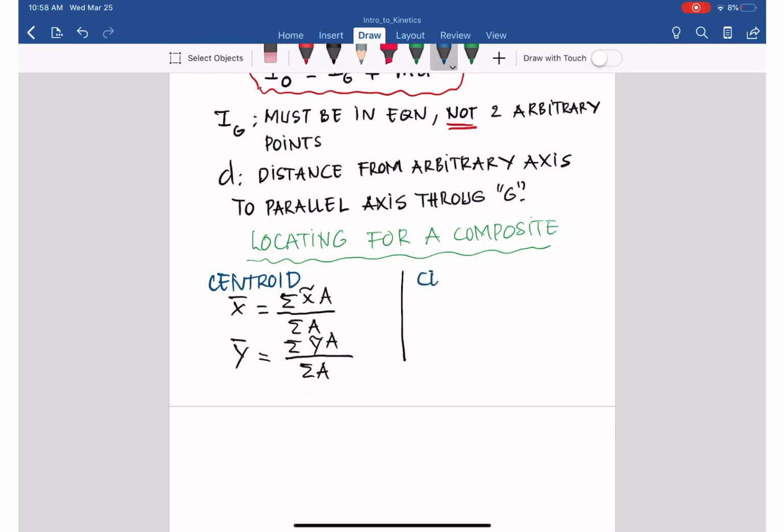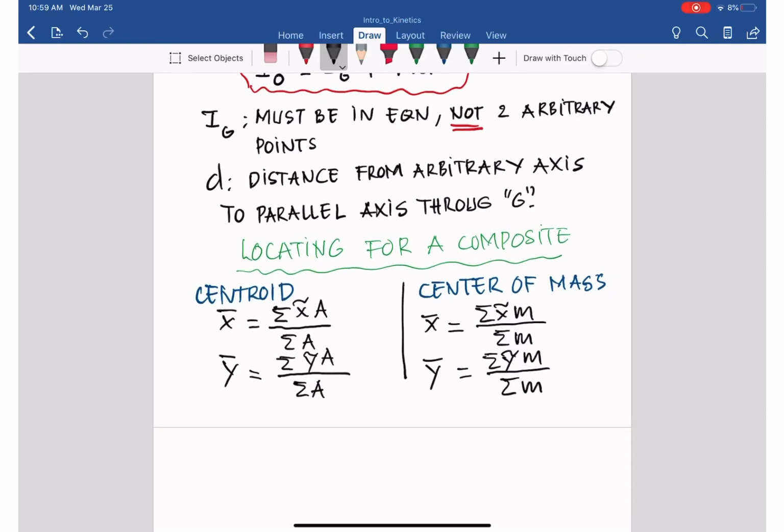For the center of mass, what we need to do is just replace the areas with the mass. So you have x bar for the mass equal to the sum of all the x times m over the total mass. And then for y bar, we have the sum of all the y times m divided by the sum of all the mass. So that is not new to us.